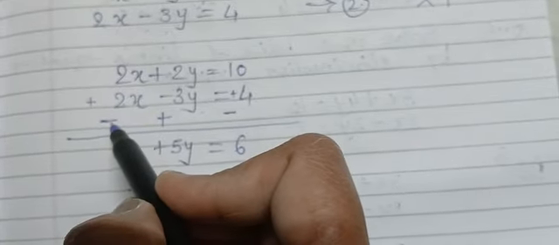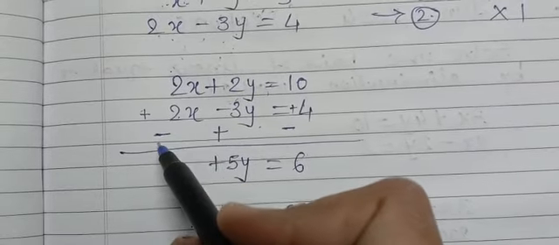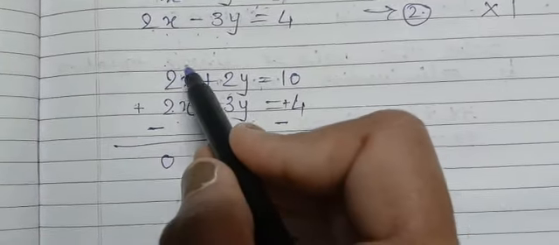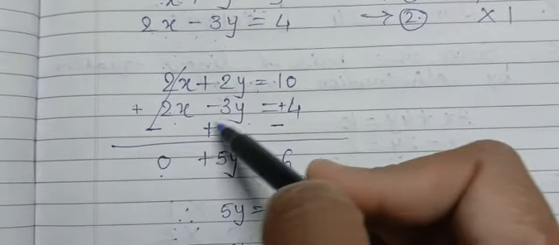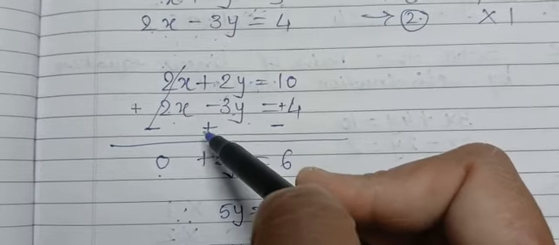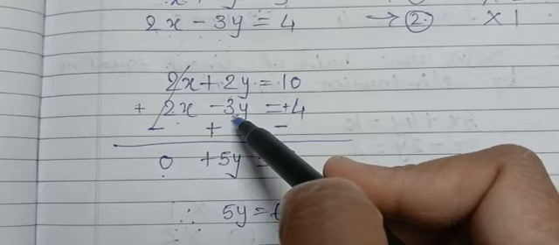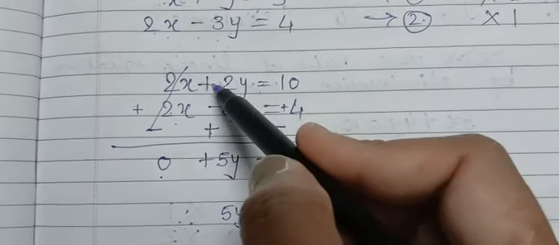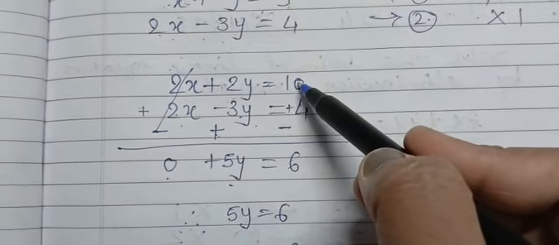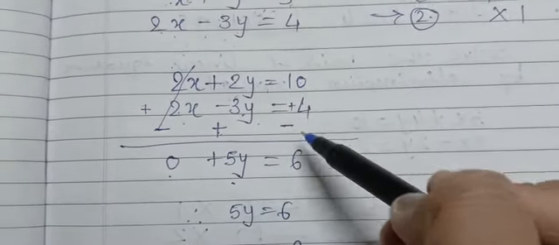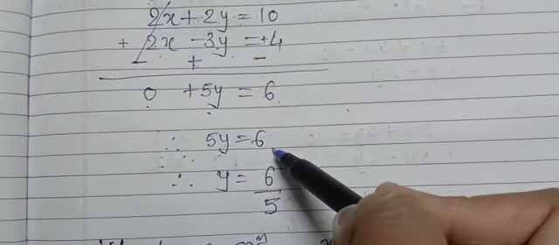Now we have to consider this new sign for this. So plus 2x minus 2x is 0, and plus 2y plus 3y. We consider this new plus sign for this 3y, not the negative one. So plus 2y plus 3y is equal to 5y, and plus 10 minus 4 is equal to 6. Therefore, 5y is equal to 6.